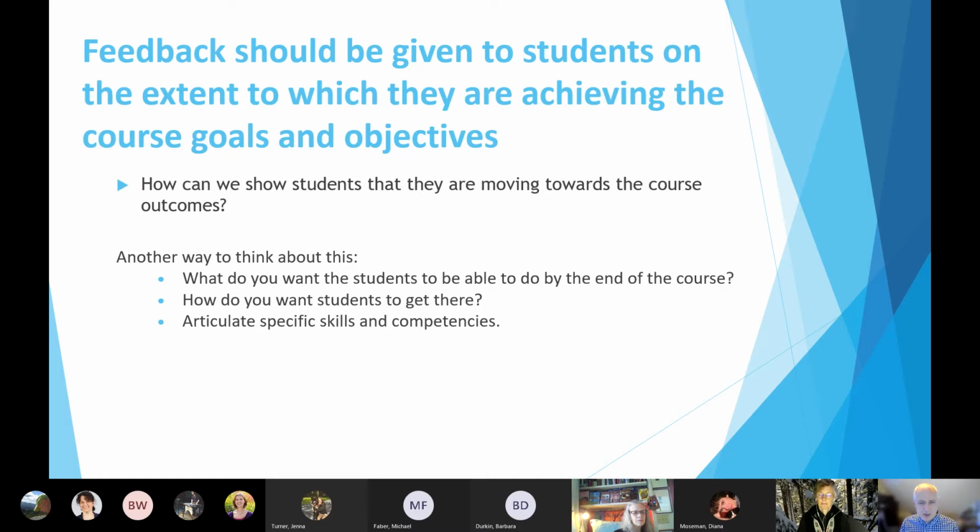And just curious, does anybody give feedback, either grades or written feedback or any other type of feedback, to help students know where they are in the course to get to what they're doing? Yeah, Barbara, go ahead.